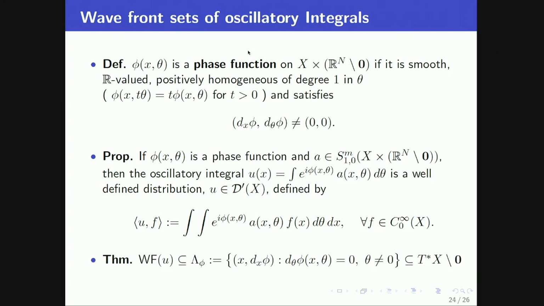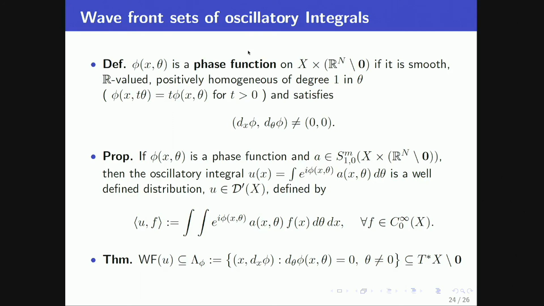And then let me just conclude by saying that basically the same argument that shows that this makes sense as a distribution, if you modify it a little bit, if you microlocalize it a little bit, it gives you an upper bound on the wavefront set of such a distribution. Namely, the wavefront set of u is contained in this very important object we'll call lambda sub phi. And lambda sub phi is the following.